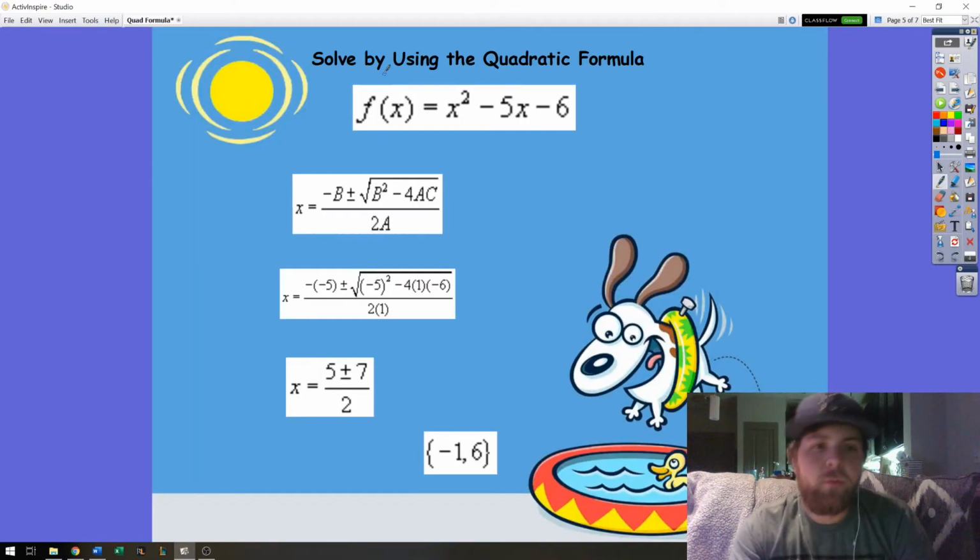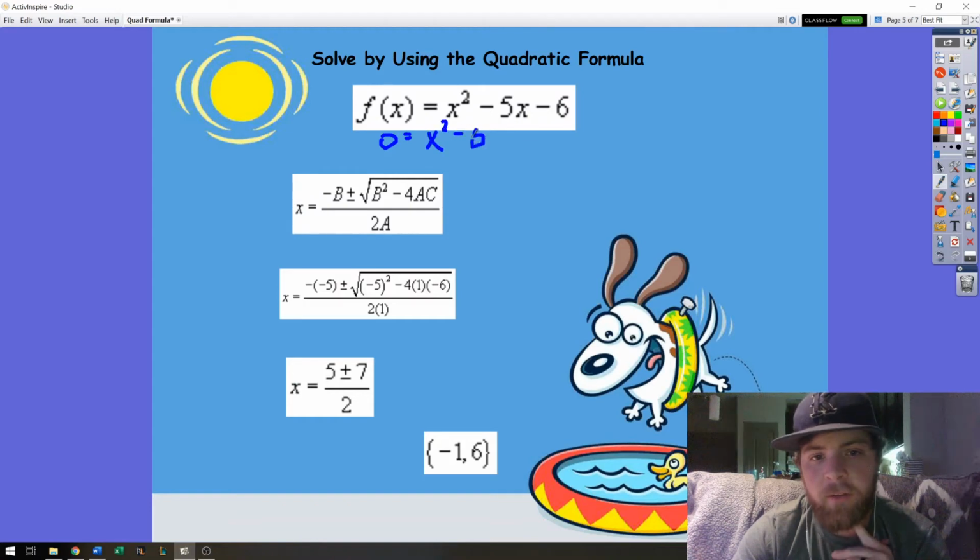Okay, on this one, let's solve it out. Let's find our two solutions. On this problem, because it's f of x, remember we just replaced that with 0. So we really have 0 equals x squared minus 5x minus 6. That means my a value is what's in front of the x squared. Since there's no visible coefficient, we treat it as an invisible 1. So my a value is 1. My b value is what's in front of the x, so it's negative 5. And your c value, your constant, is negative 6.